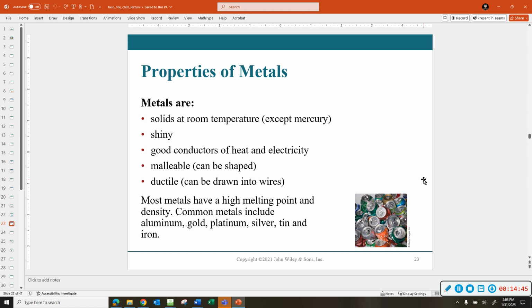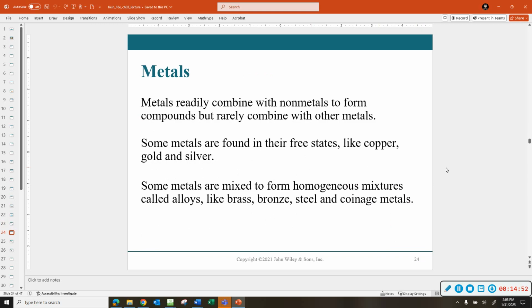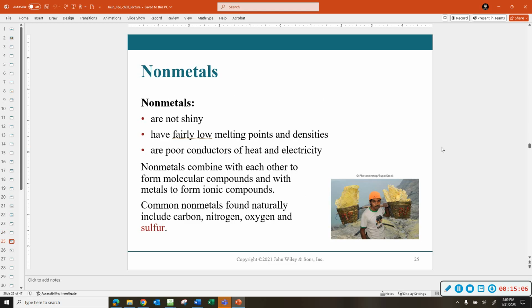The biggest is they're solid at room temperature. They're very good conductors, shiny, malleable, and ductile. Metals readily combine with nonmetals because metals want to give up electrons and nonmetals want to gain electrons to become stable. So they readily form compounds. Nonmetal properties, they're not shiny. This is actually a picture of sulfur. They're very brittle, very powdery, very low melting points and densities, and they rarely conduct electricity. They're very poor at it.